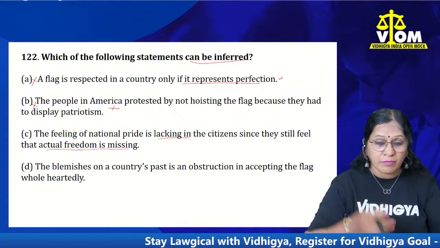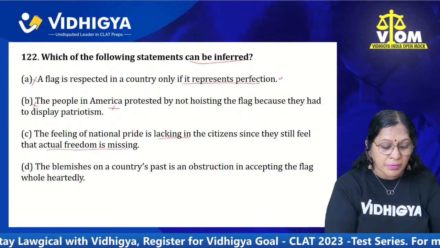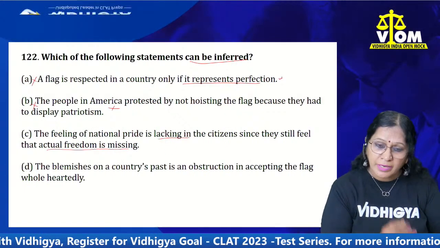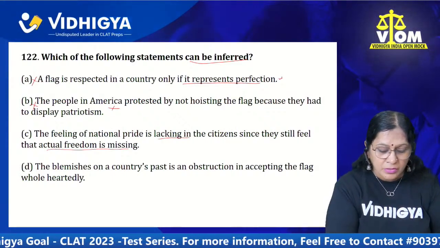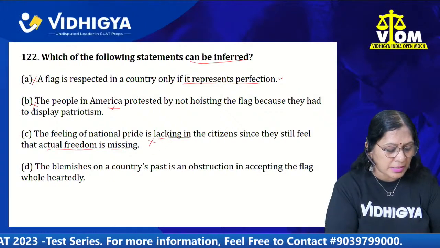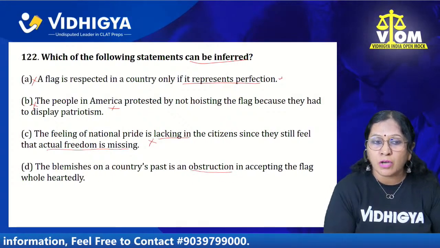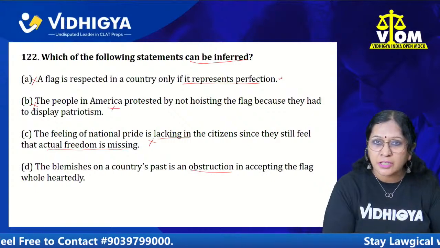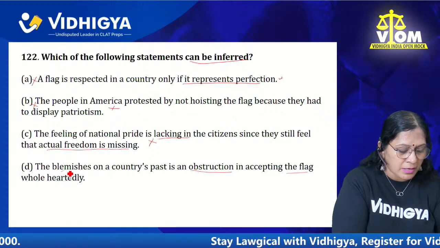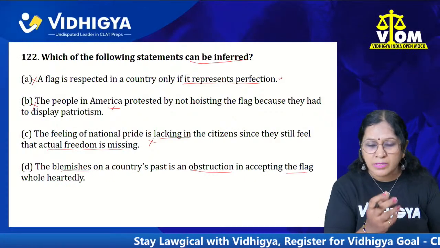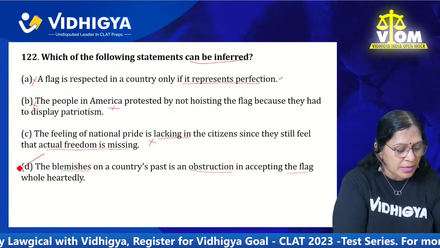So don't get involved in the passage then. Read it very objectively. So C is given there, but is the feeling of national pride lacking in the citizens? No, there are many who still have national pride in the Tiranga. So it's talking about not all. So C would be out. And answer D, the blemishes on a country's past is an obstruction. That means people do not feel that much connection to the Tiranga because, according to them, there are markers. Markers means something that is still lacking, that is blemishes. So D would be your answer.